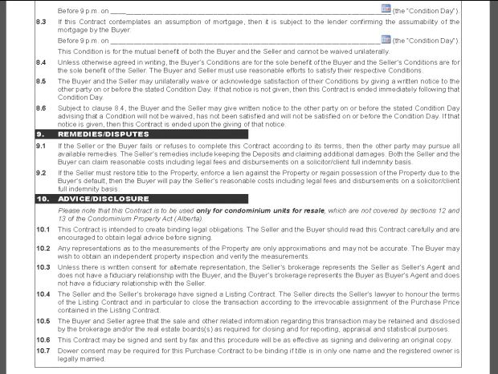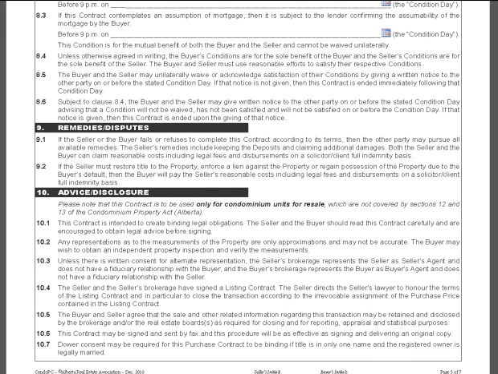10.1, contract is intended to be a legal binding obligation. Both parties should read it carefully and get any advice before signing. Any representations to the measurement of the property are only approximations and may not be accurate, and the buyer may wish to obtain an independent party to do that. 10.3, unless there's written consent to something different, the seller's brokerage represents the seller and has no fiduciary duties for the buyer, and likewise the buyer's brokerage represents the buyer and has no fiduciary relationship with the seller.